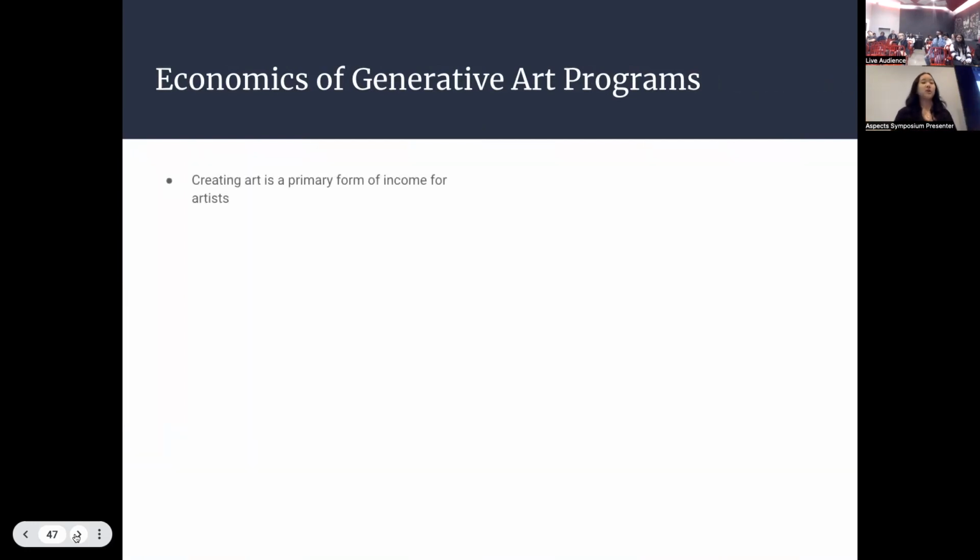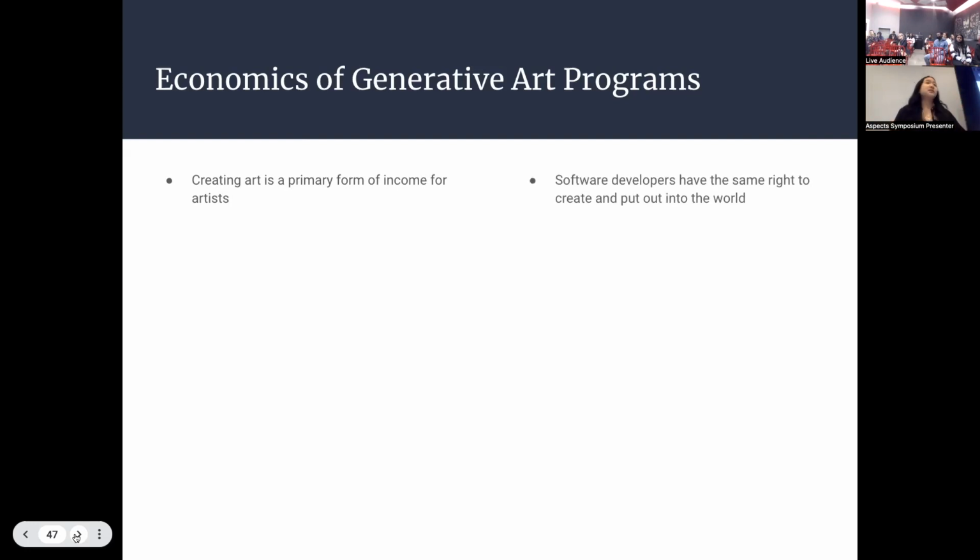So thinking about the artist, creating art can be a primary form of income for a lot of artists. Having generative art programs that create images based off of prompts in seconds takes away a lot of an artist's commissions. It's sort of taking away from them their form of creation. But on the other side of things, developers have the same right to create and put out into the world their work.